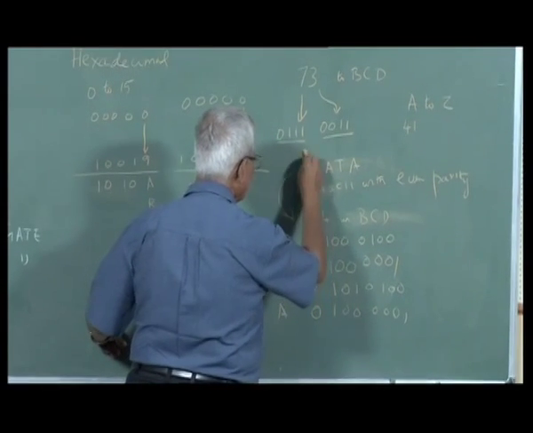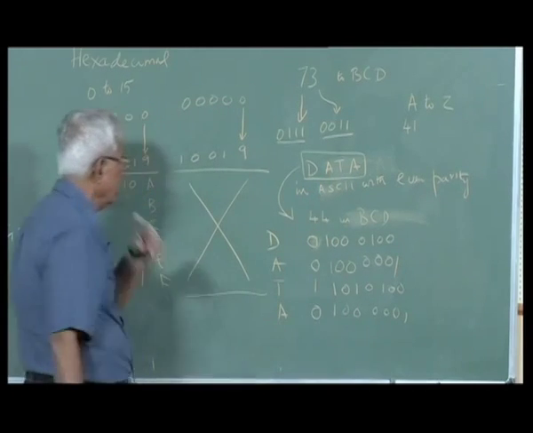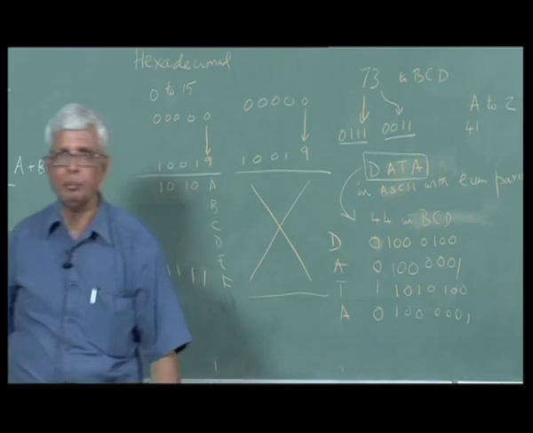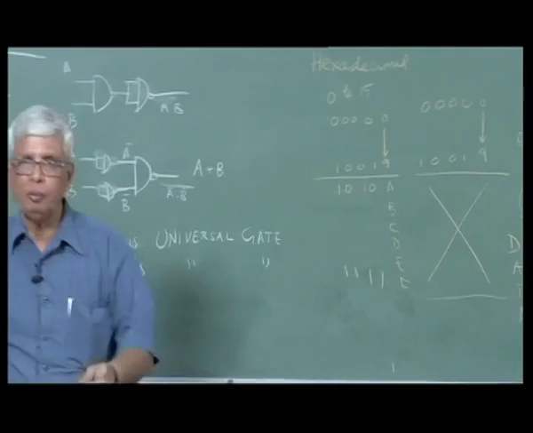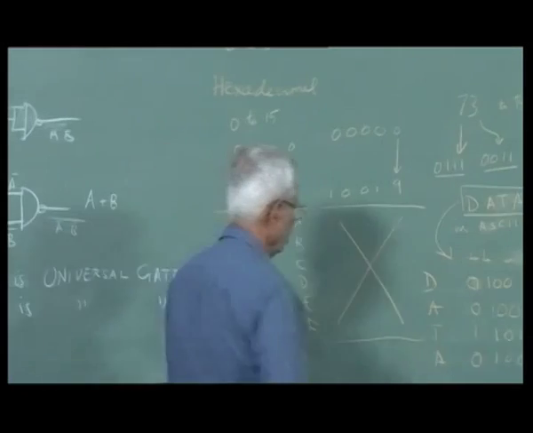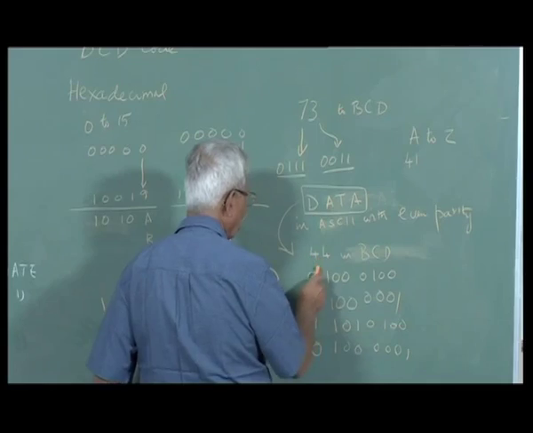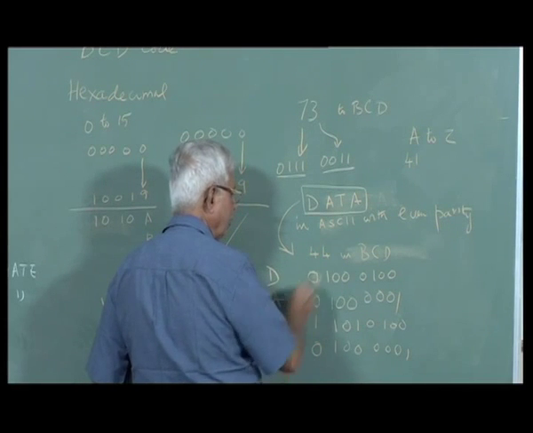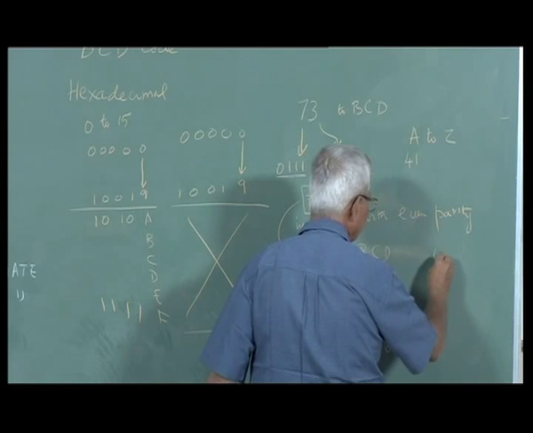So the data that you represent in a keyboard, if you want it to be read as a BCD number in the computer with an even parity, it will be read as D as 44, but we don't convert 44 into binary. If you convert 44 into binary, it will be a different number.